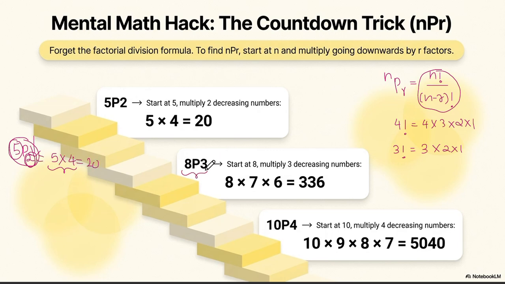Look at another example, 8P3. Here it is 8, so you start with 8, decrease by 1, so 7. Look at the second number, also 3. That means you have to write down 3 digits only. So 8, 7, and after that 6. Multiply all the numbers, so you will get 336. Similarly 10P4. The first number is 10, start with 10. The second number is 4, that means you write down only up to 4 digits. So 10, decrease by 1, 9, 8, and 7. Done, 4 digits. Multiply these 4 digits, you will get your answer. So this is about permutation.